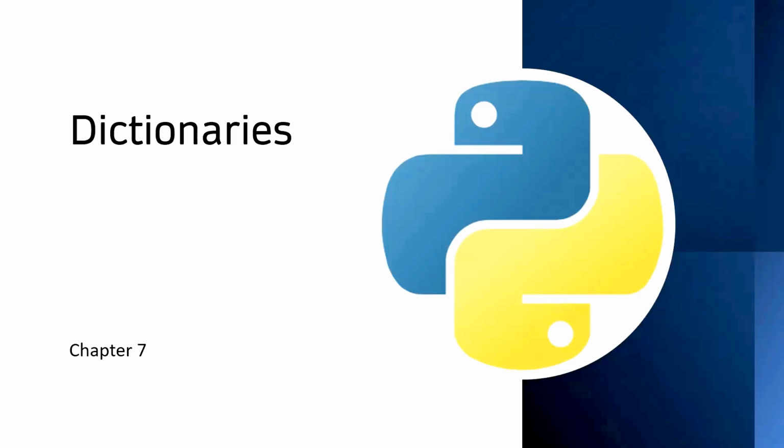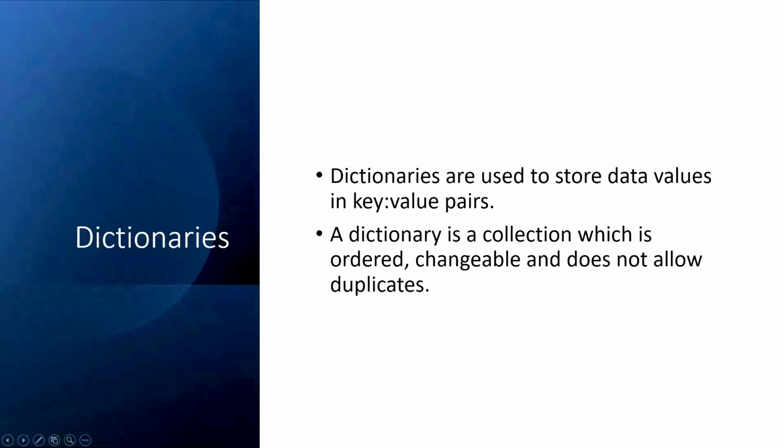Chapter 7, Dictionaries. Now, dictionary is the last one of the collection data types provided by Python. The other three we already have gone through. They are list, tuple, and set.